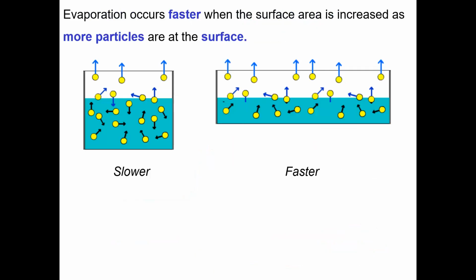It's important to realize that evaporation will occur faster when the surface area of a liquid is increased. And this makes sense because evaporation can only occur from the surface of the liquid. So if we increase the number of particles that are at the surface, we'll increase the likelihood of the vapor forming. So all of that put together means that when we have more surface area, evaporation occurs more quickly.